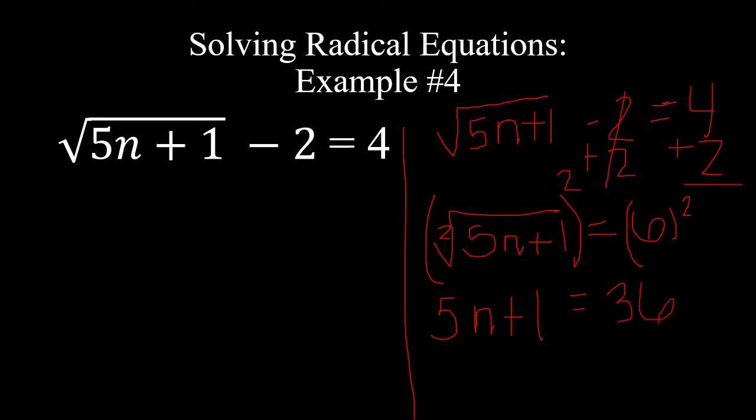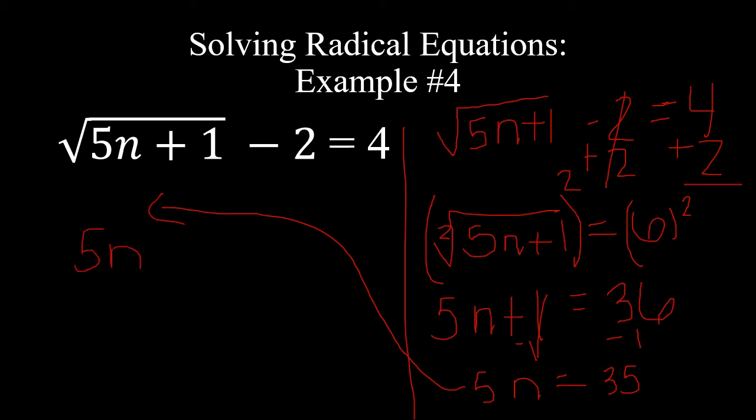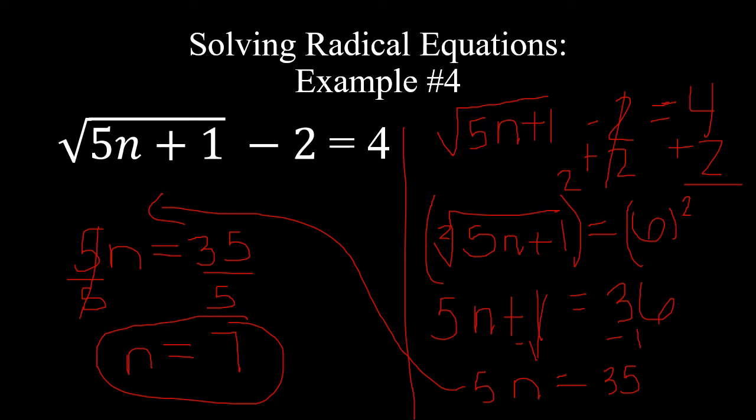We still have to solve for n, so we've got to isolate that n. We have to do a little bit more work here. We're going to subtract 1 from both sides. 5n equals 35. So that leaves us with 5n equals 35. Let's divide both sides by 5 to isolate the n. Boom. n equals 35 divided by 5, which is 7. So we've got n equals 7.